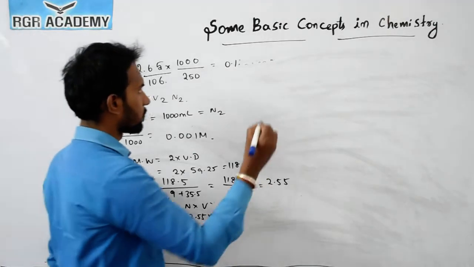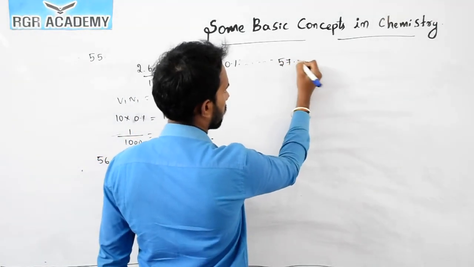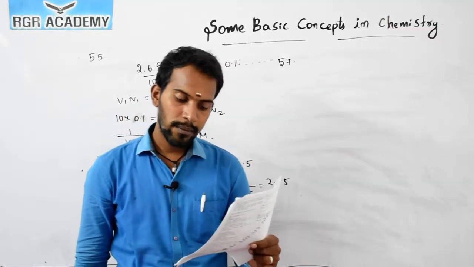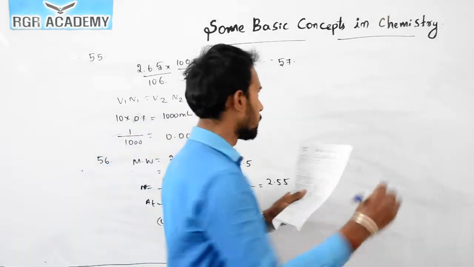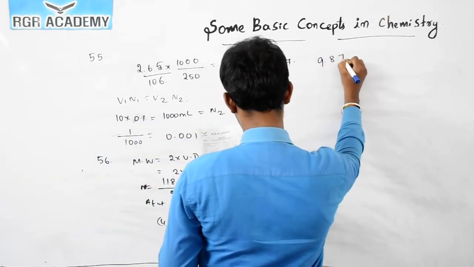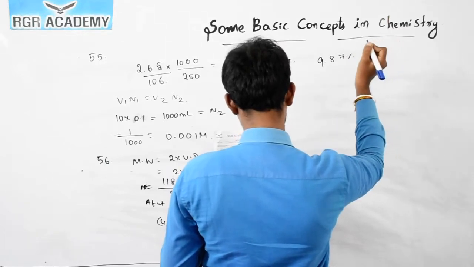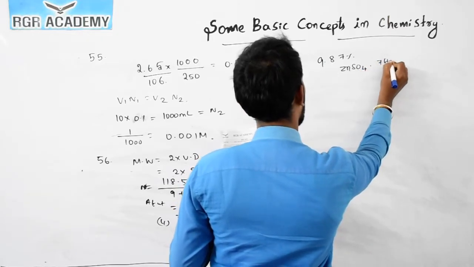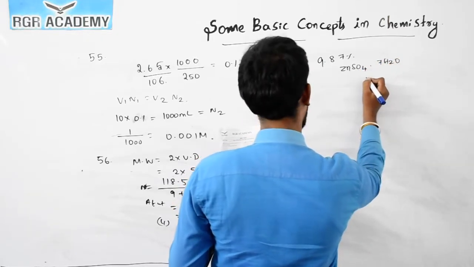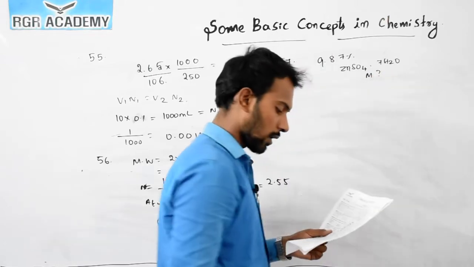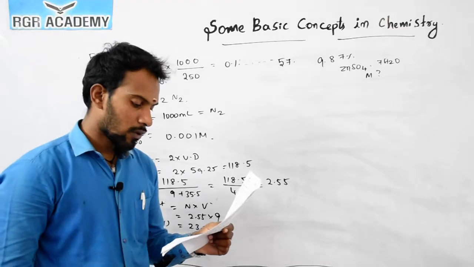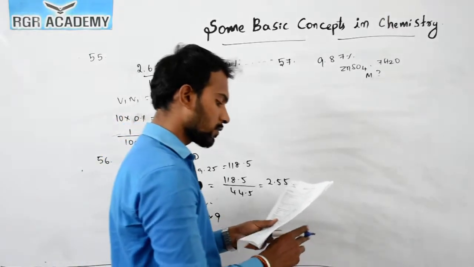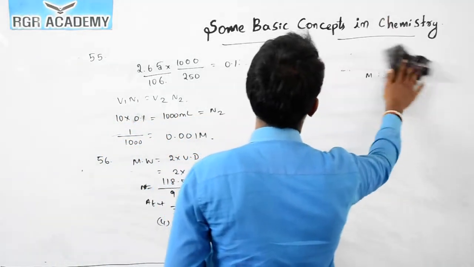Now question number 57. The sulfate of metal M contains 9.87 percent, isomorphous with ZnSO4 dot 7H2O. Find the atomic weight of M. That one we'll discuss later, since that question is number 59, so this one is not required.